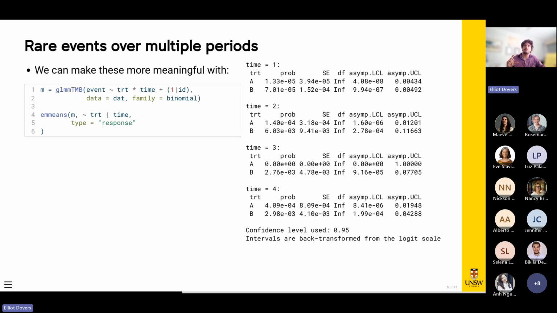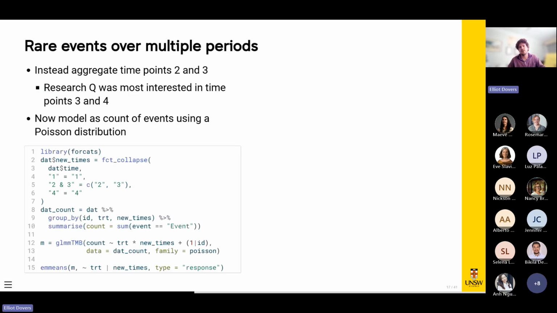To answer our research question, we wanted interval estimates of our outcomes at our time points. So we still need to fix this complete separation problem. There are a few different ways we could do this, but given the theme of this talk, I'd like to approach it by considering what these events mean and potentially changing our scope to a different distribution family. It turns out in this particular case the research question was really interested in time points 3 and 4. Time point 2 was not as interesting. We've also got really rare events.